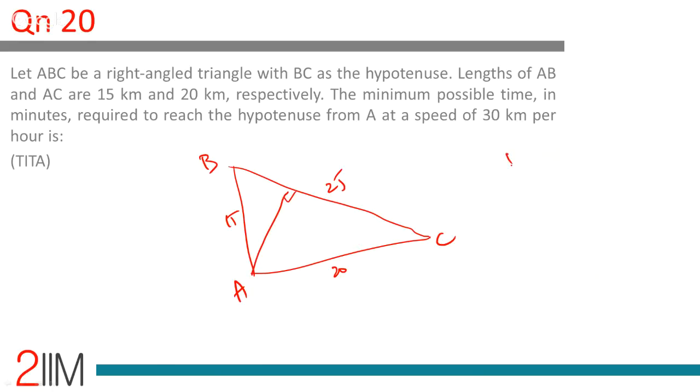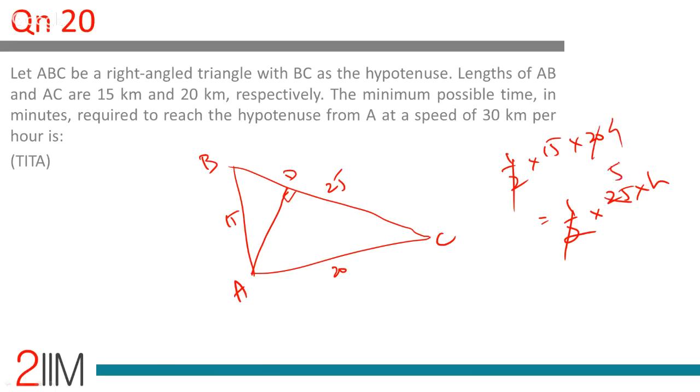So area of this triangle is half into 15 into 20. That should be half into 25 into height. Perpendicular distance, the shortest distance. And to find the altitude AD to BC using this area of the triangle. So half and half disappear.